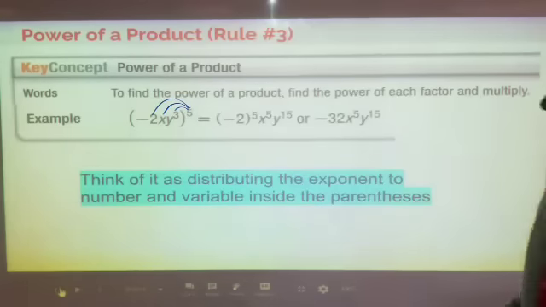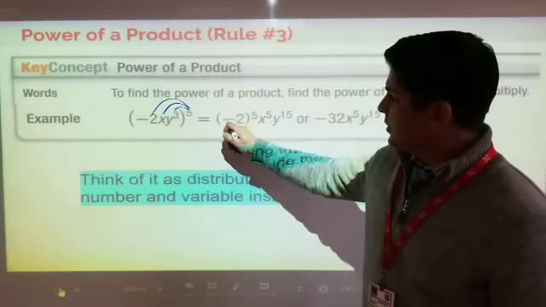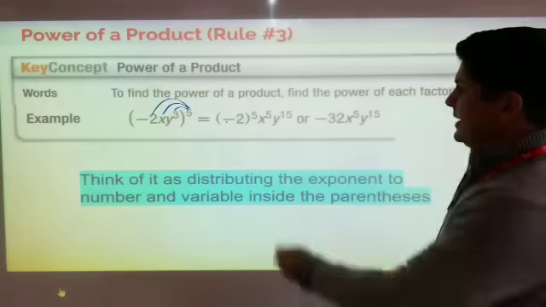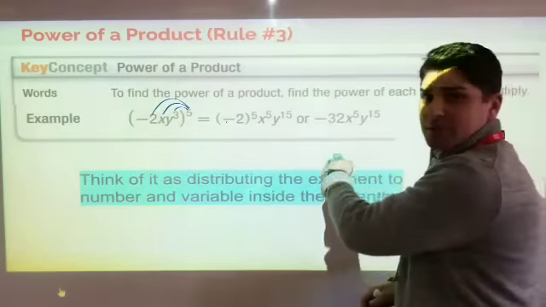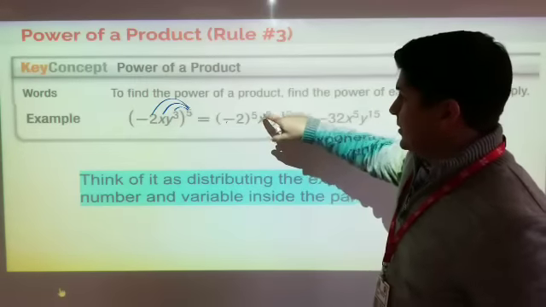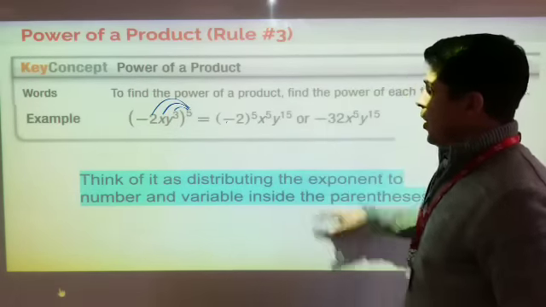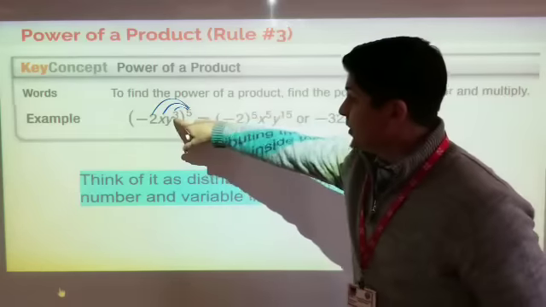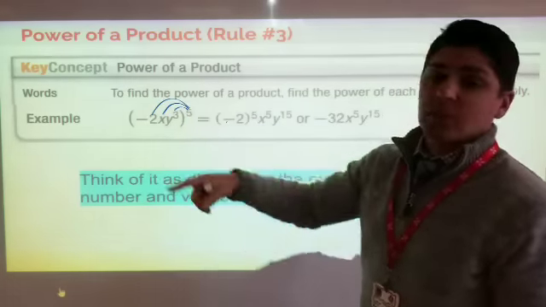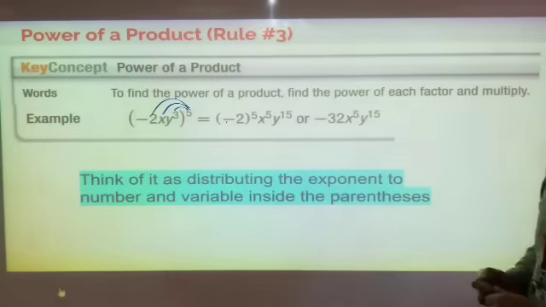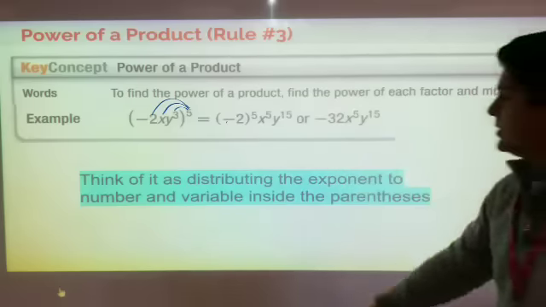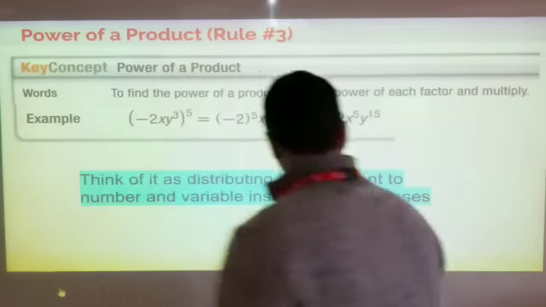Before we give those, -2 being raised to the 5th. -2 to the 5th is -32. X being raised to the 5th power. Y is being raised to the 3rd, then to the 5th. Multiplying, you get y to the 15th. Here's your final answer. -32, x to the 5th, y to the 15th.